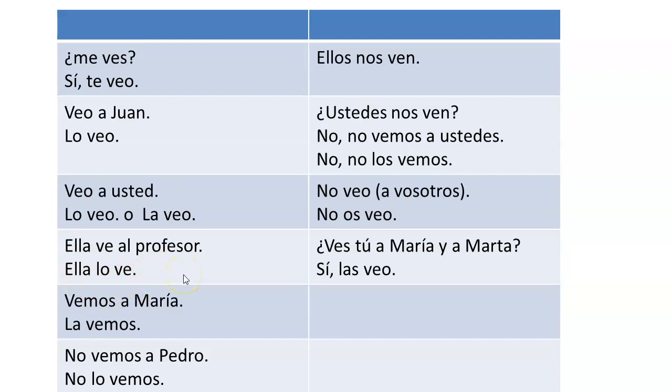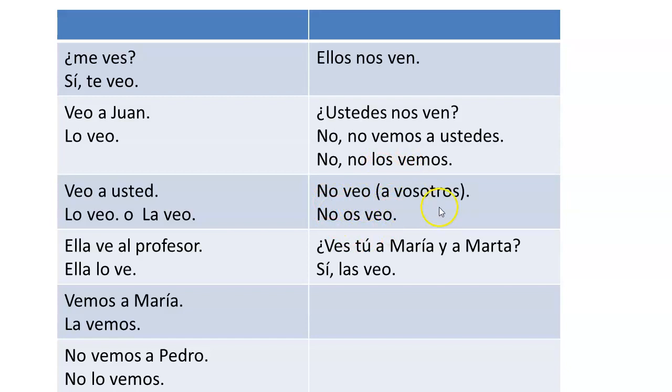Vemos a María, we see María. La vemos, we see her. No vemos a Pedro, we don't see Pedro. No lo vemos, we do not him see, literally. Ellos nos ven, they see us. Ustedes nos ven, as a question, do you see us? Ustedes nos ven. No, no vemos a ustedes, we don't see you. No, no los vemos, we don't see you.